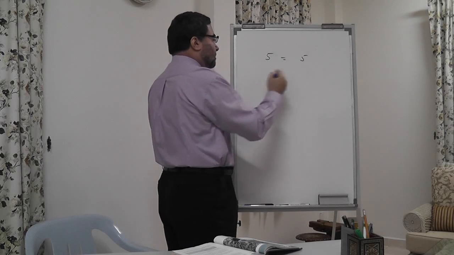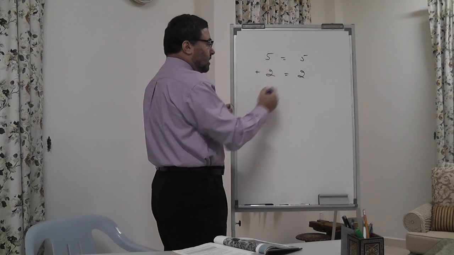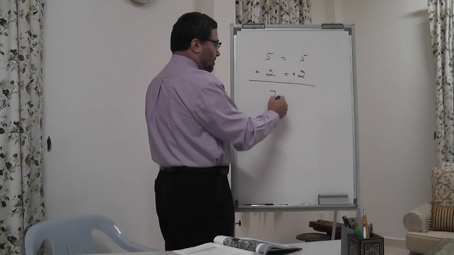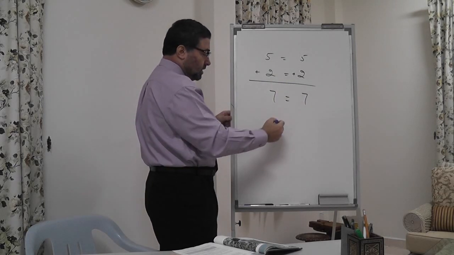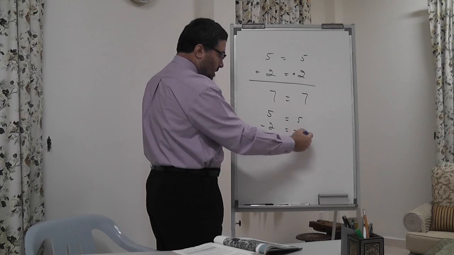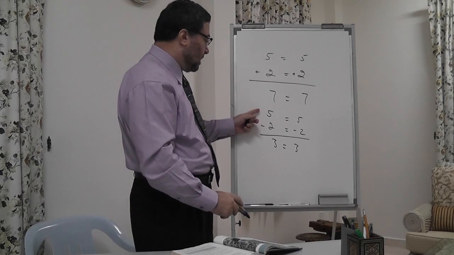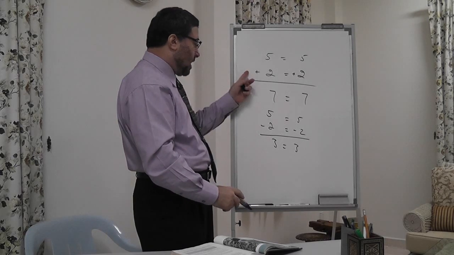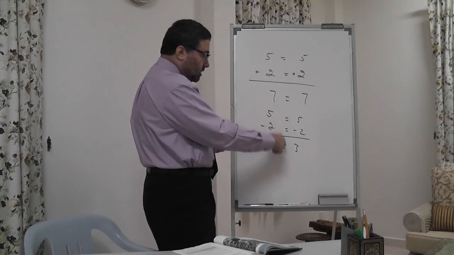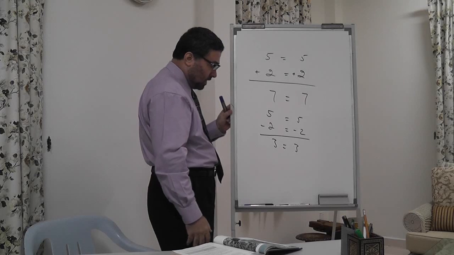5 is equal to 5. We have 2 and 2, and these two quantities are equal, and if I add these two quantities to the other two quantities, then I will have 7 is equal to 7. If I subtract, I will have 5 is equal to 5, and subtracting again, I will have 3 equals 3. Notice that the quantities I started with at the beginning are different than the quantities I subtracted or added, and the final result is also different. However, all these quantities share the same common property, that they are equal on both sides.